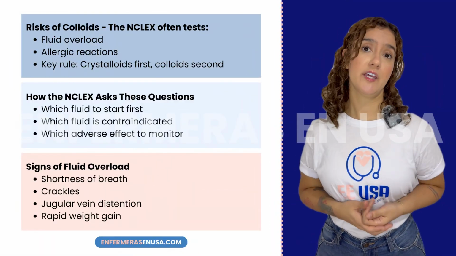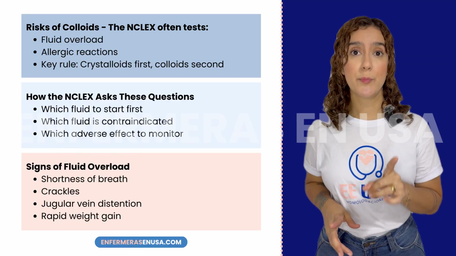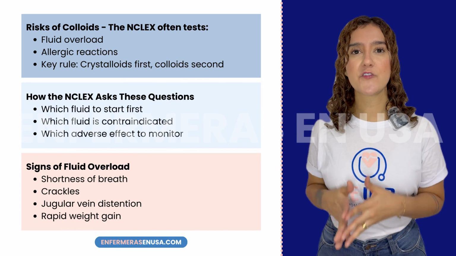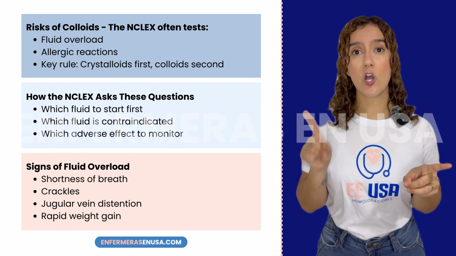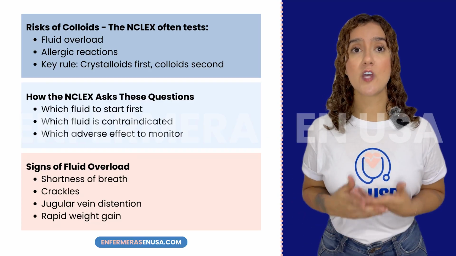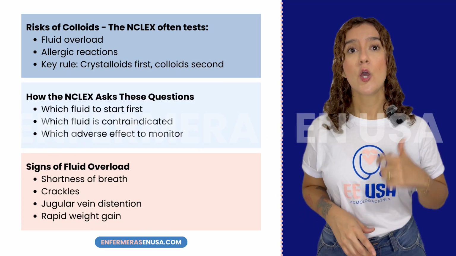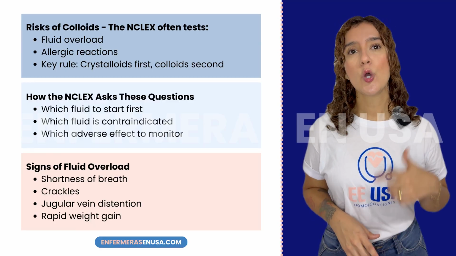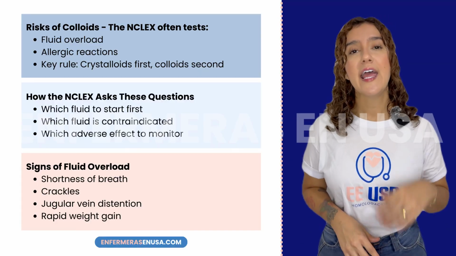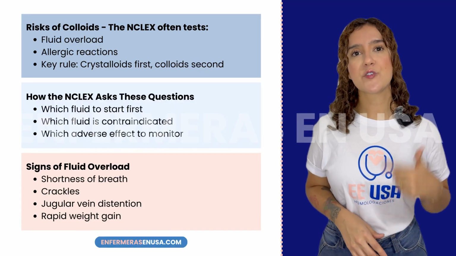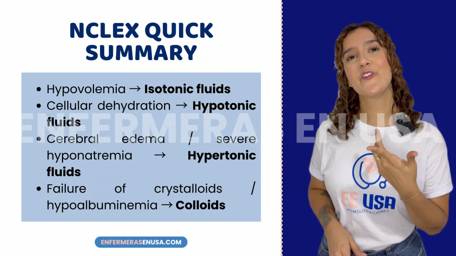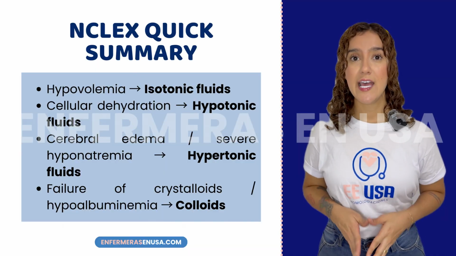What the NCLEX always evaluates: with colloids, you must think about fluid overload and allergic reactions. That's why you should remember this phrase for the exam. Crystalloids first and colloids second. How the NCLEX frames these questions. The exam usually focuses on which fluid to start first, which patient has a contraindication, which adverse sign you should monitor, and the classic signs of fluid overload, which are shortness of breath, crackles, jugular vein distension, and rapid weight gain. Let's review the final summary to answer with confidence.